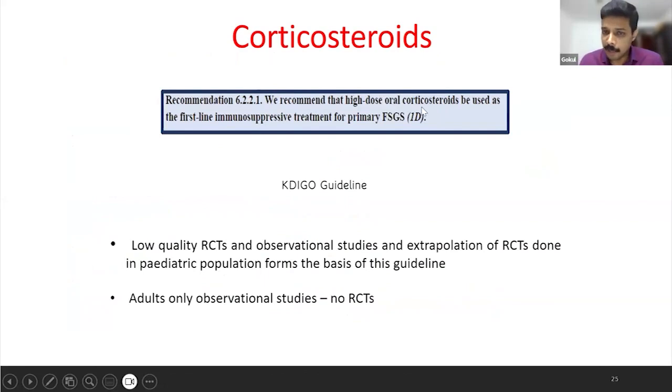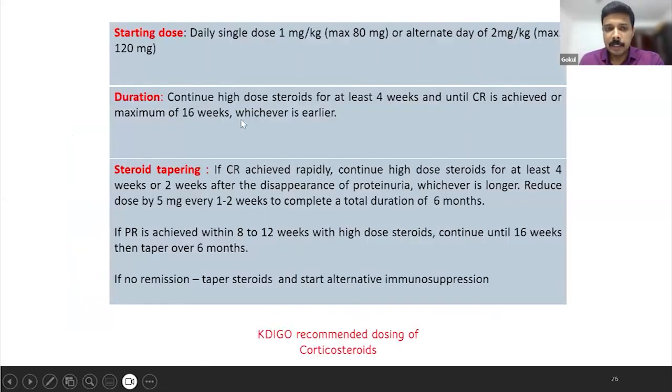It is recommended that high dose steroids can be used as a first line therapy. There are only low quality RCTs and observational studies. And this is the dose: 1 mg per kg, maximum 80 mg, or 2 mg per kg on alternate days. This has to be continued for at least 4 weeks or until CR is achieved, or up to 16 weeks. So if the patient on high dose steroid attains complete remission by 3 weeks, then we have to continue till the 5th week, that means for 2 more weeks after the disappearance of proteinuria.